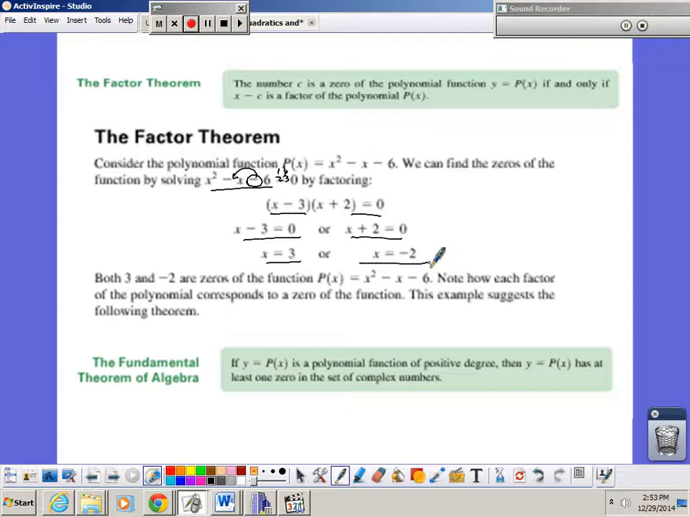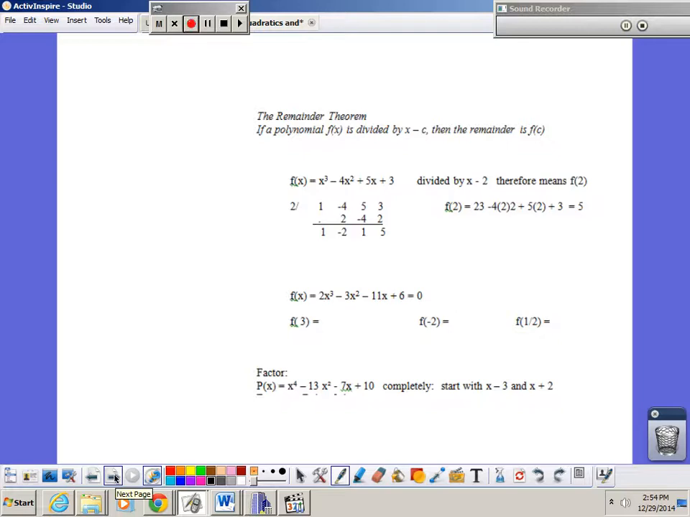The fundamental theorem of algebra says that a polynomial function of positive degree, when y equals p of x, has at least one zero in the set of complex numbers. So if it's a positive degree, you have at least one zero in the complex numbers. In other words, it tells you how many zeros you have. Okay, we have another theorem. This is filled with theorems.